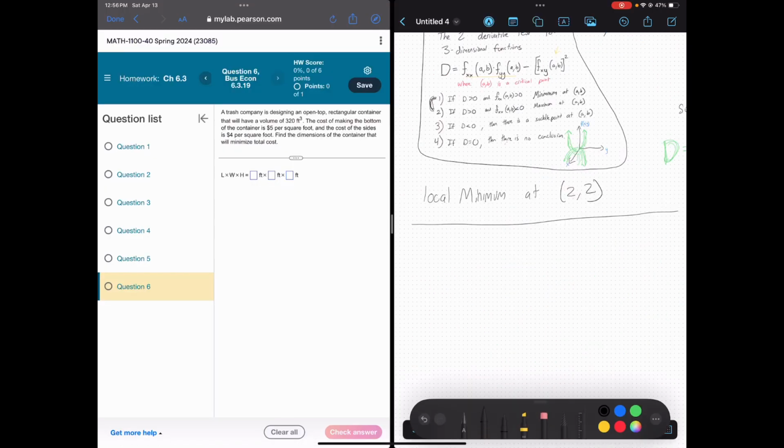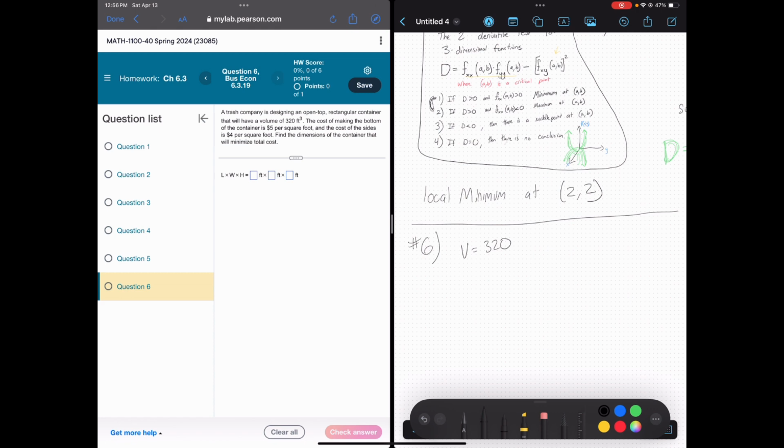Let's try an applied problem from the homework. So this is number 6. And I've got it pulled up over here on the left. A trash company is designing an open-top rectangular container, so 3-dimensional, that will have a volume of 320 feet. So I know volume is equal to 320. The cost of making the bottom of the container, so the bottom side, is $5 per square foot. And the cost of the sides is $4 per square foot, I guess because they don't have to make them as strong, the sides. Find the dimensions of the container that will minimize total cost.